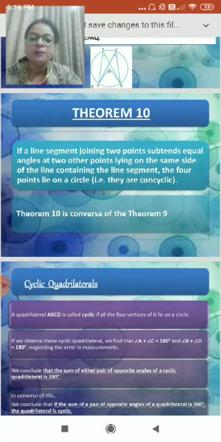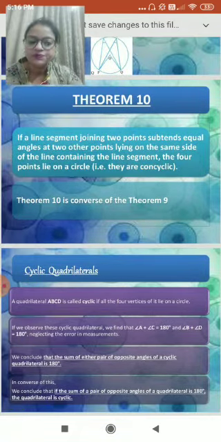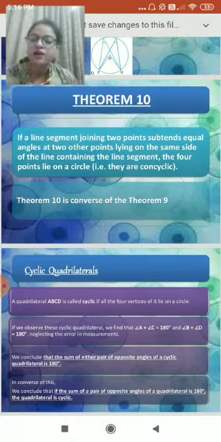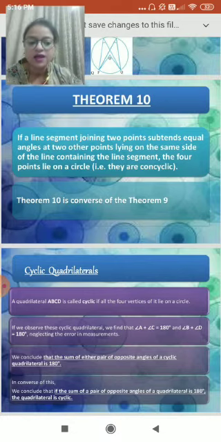Now coming to the cyclic quadrilateral property. A quadrilateral ABCD is said to be cyclic if all the 4 vertices of it lie on a circle. If you observe the cyclic quadrilateral, we find that angle A plus C is 180 and B plus D is equal to 180, neglecting any errors in measurements. So we conclude that the sum of either pair of opposite angles of a cyclic quadrilateral is 180. This is the basic property of a cyclic quadrilateral. In the converse of this, we conclude that if the sum of a pair of opposite angles of a quadrilateral is 180, then the quadrilateral is cyclic. That's all for this chapter.